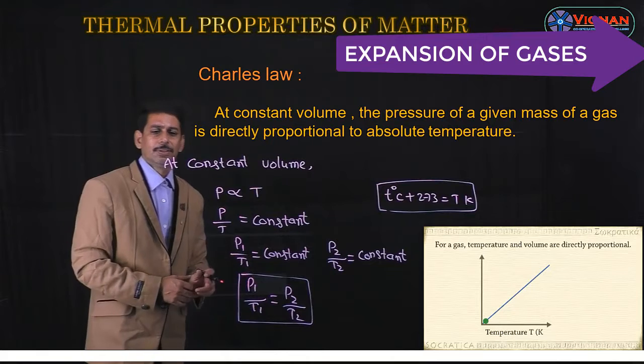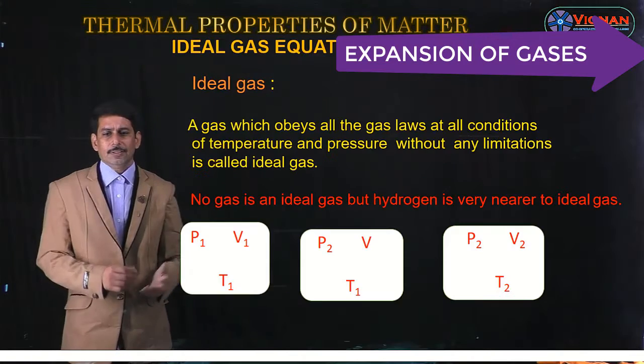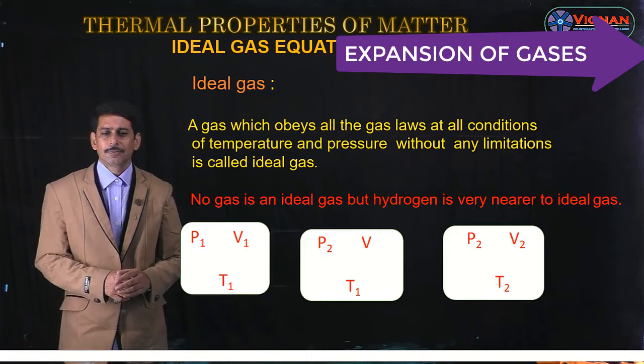So it is also, the graph is a straight line passing through the origin. So this is about Charles' law. Now we will see ideal gas. So what is an ideal gas?